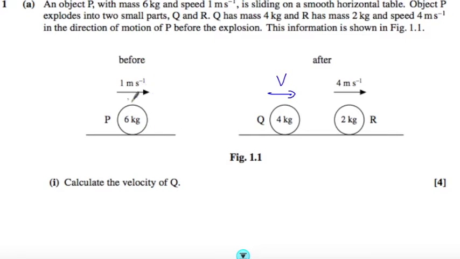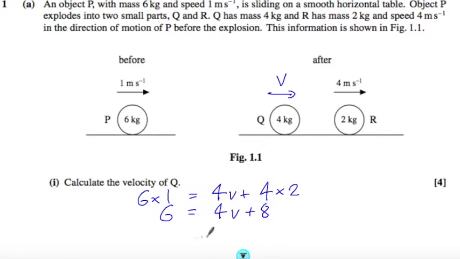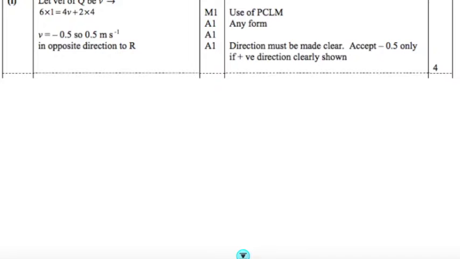Right, so the total momentum before, remember this is always mass times velocity, so it's going to be 6 times 1, and that's got to equal 4 times V plus 4 times 2. So in other words, 6 equals 4V plus 8. So 4V is minus 2, so V is minus 0.5 meters per second. And in the exam I'd make sure you write down, therefore that's travelling to the left at 0.5 meters per second.